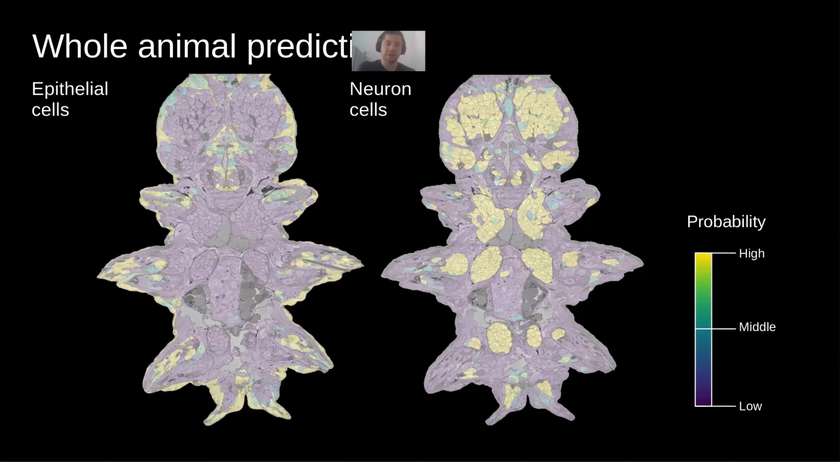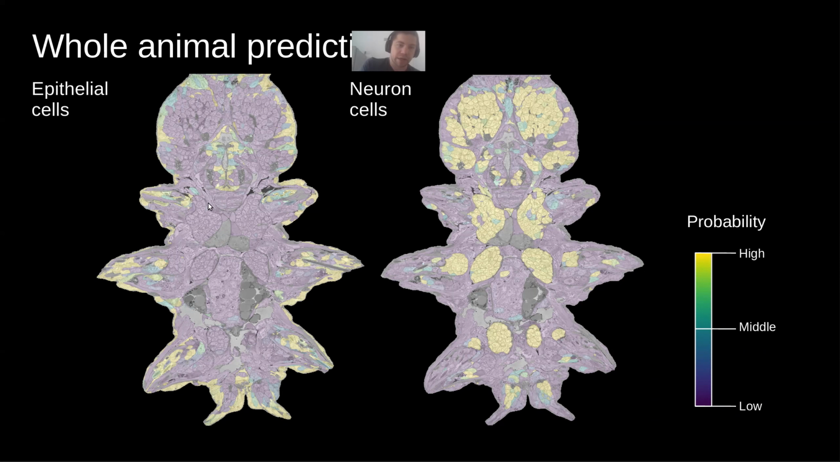Another way to qualitatively assess this was then to use the trained classifier to predict the probability of each cell, so how likely it is that a cell belongs to a certain cell class that we decided to group them in. For example, here on the left side, you can see the probability of each cell in this 2D cross-section belonging to the class of epithelial cells. You can clearly see that on the outside of the animal, the likelihoods are very high because they are mostly located in these regions.